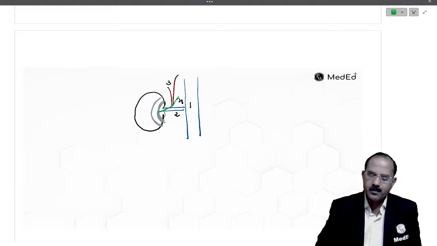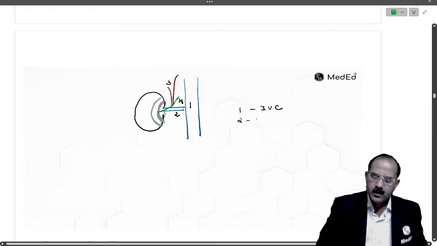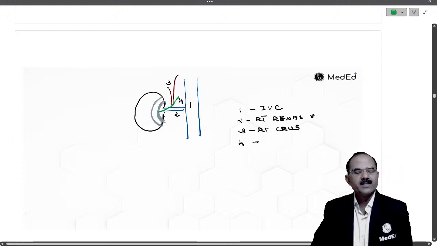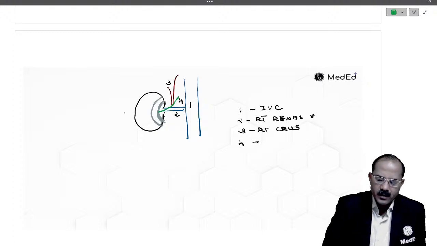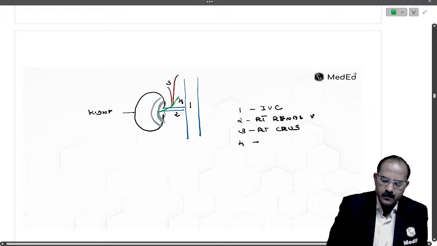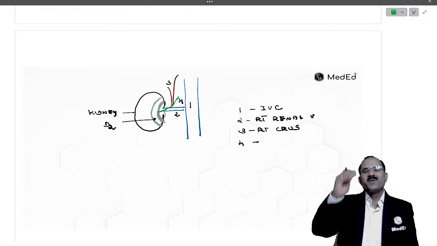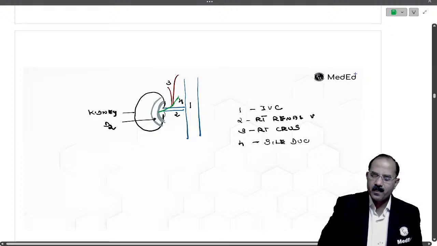What's number one? Number one is the IVC. Two is the right renal vein. Number three is the right crus of the diaphragm. Right crus. What's number four? Can anyone tell me what's number four? What is this? Kidney. And what is this here? That's the second part of the duodenum. What is number four? Yes, very good, Shantanu. You got this right. Number four is the bile duct. Very good, very good. Bile duct.